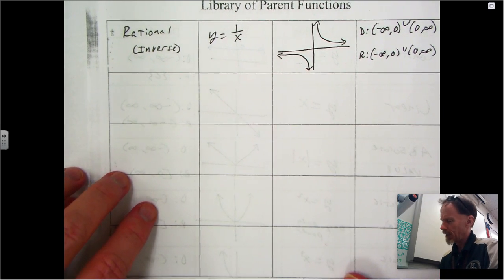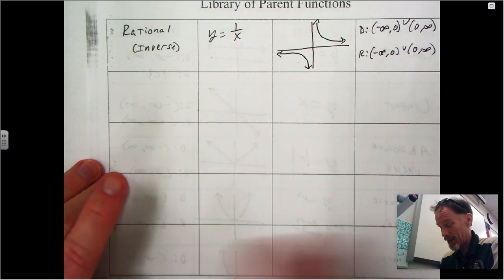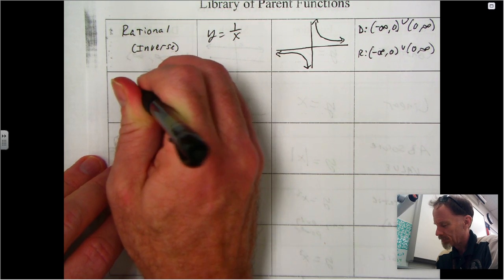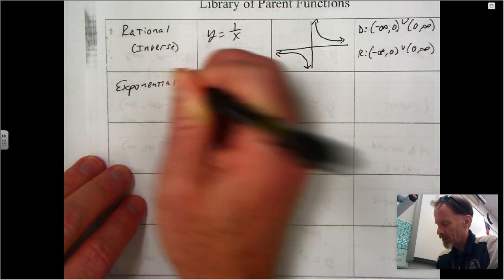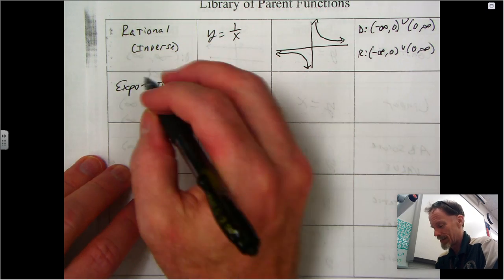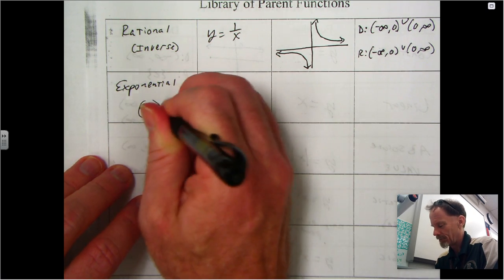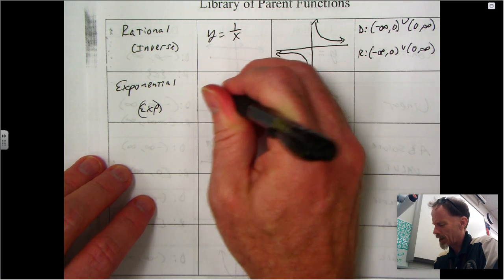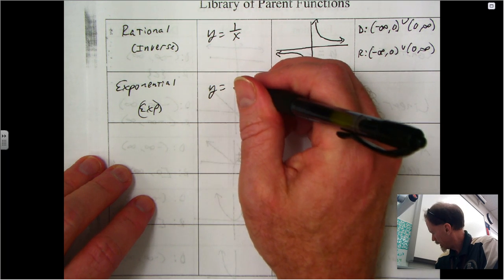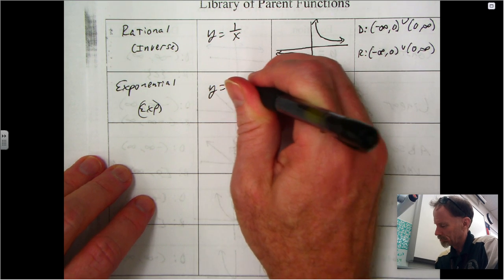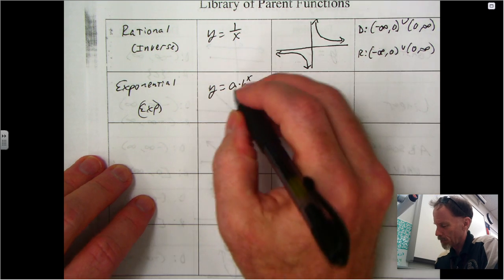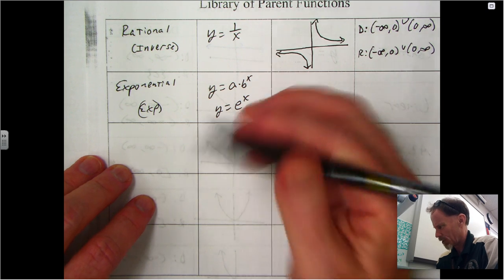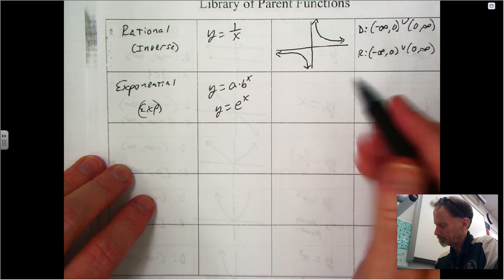And that's the rational function. Next two are kind of related to each other. So the first one is the exponential function. You usually see me abbreviate that just EXP, easier to write. And this looks a couple different ways. So you might see it as y equals a times b to the x. Or the other way you might see it is y equals e to the x. And that e is called the natural base or Euler's number.